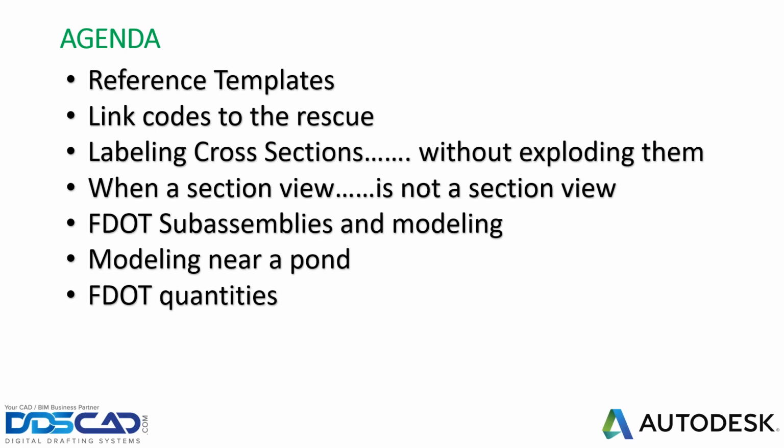I think I may have talked about this before, but I am finding a lot of people still not leveraging this functionality, and I want to point it out again so that you can implement this at your companies. We'll talk about link codes to the rescue, labeling cross sections without exploding them, when a section view is not a section view, and we'll go over some of the FDOT sub assemblies and modeling.